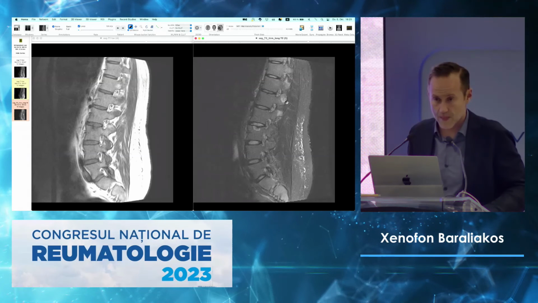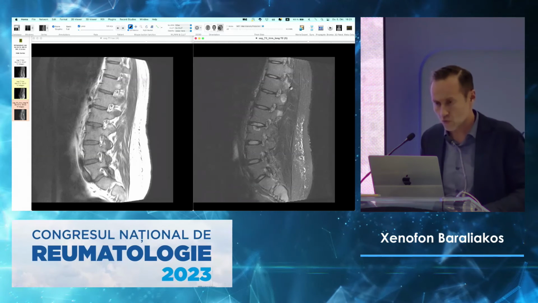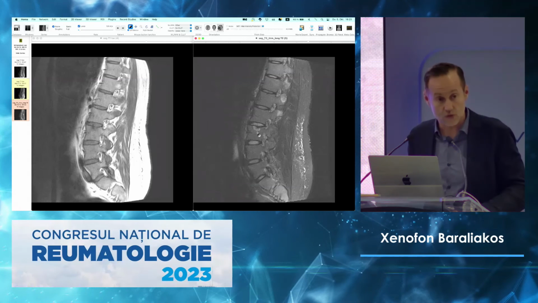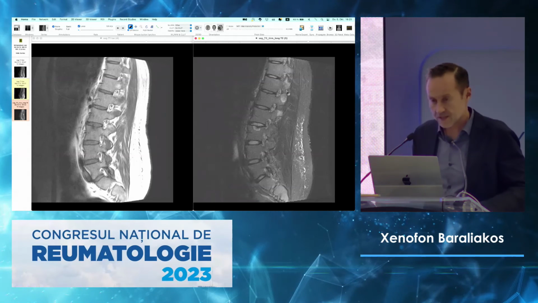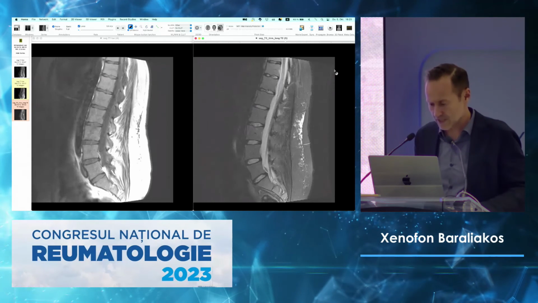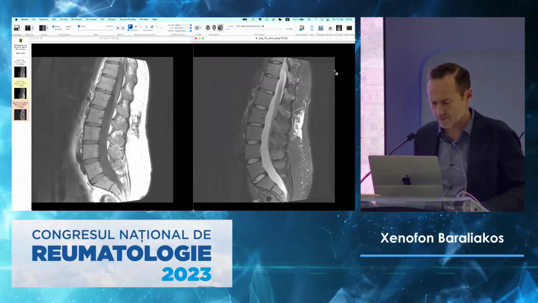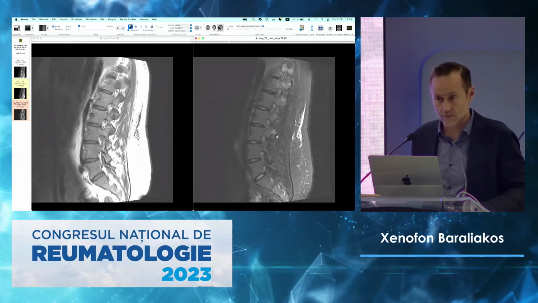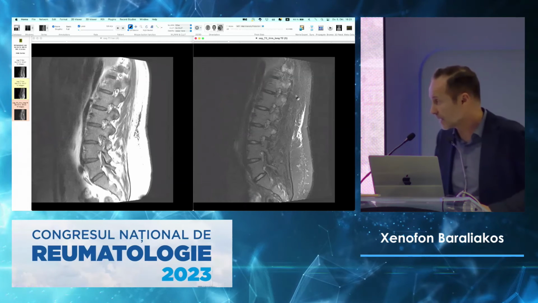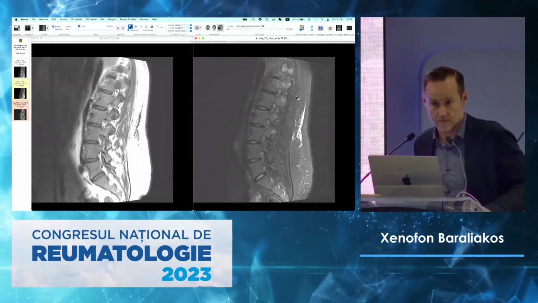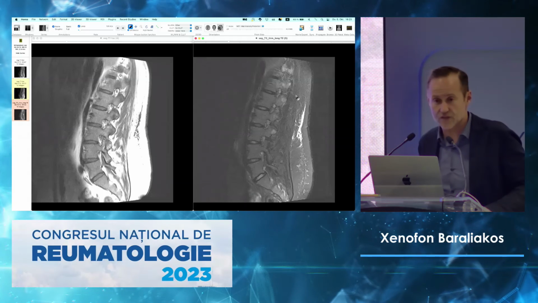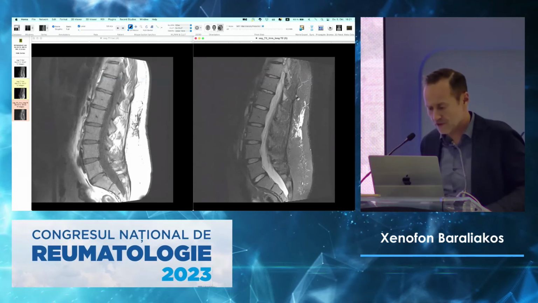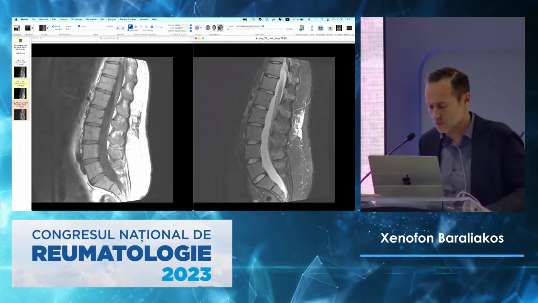So we need to pay attention to what is happening in the entire spine, not the ones that we are more used to. This is a typical facet joint involvement on the one side, but also on the other side. You see that here? Here too. And this is indeed a clear sign of disease activity. So this patient needs treatment. If you don't treat her, she will fuse.